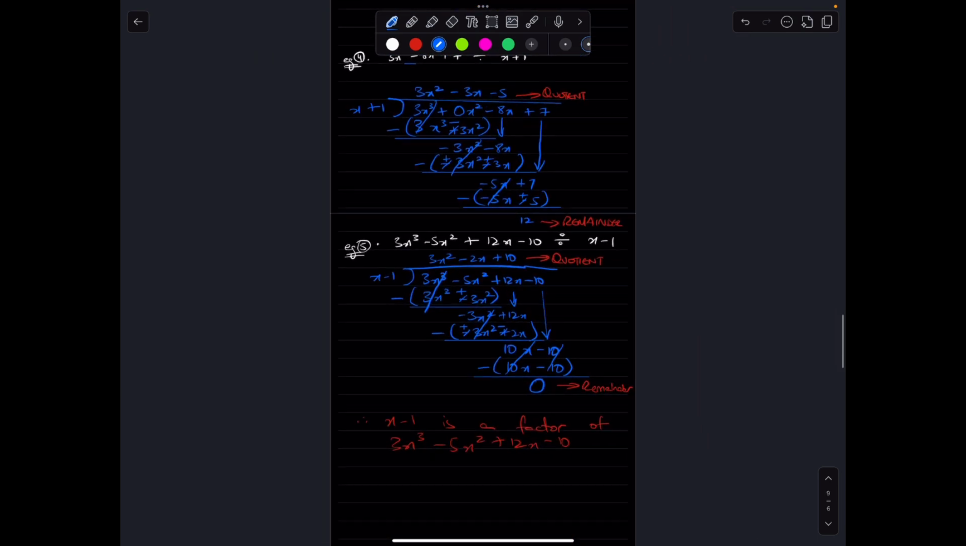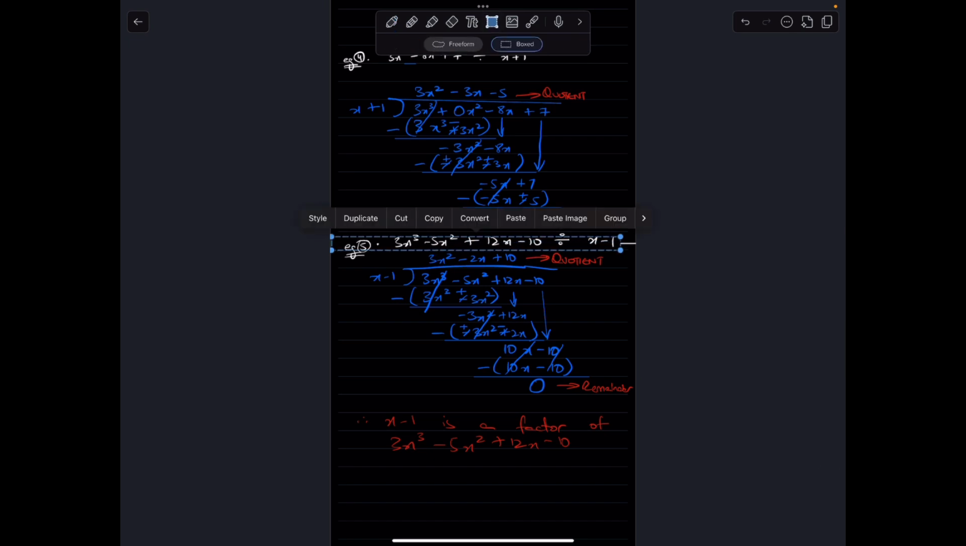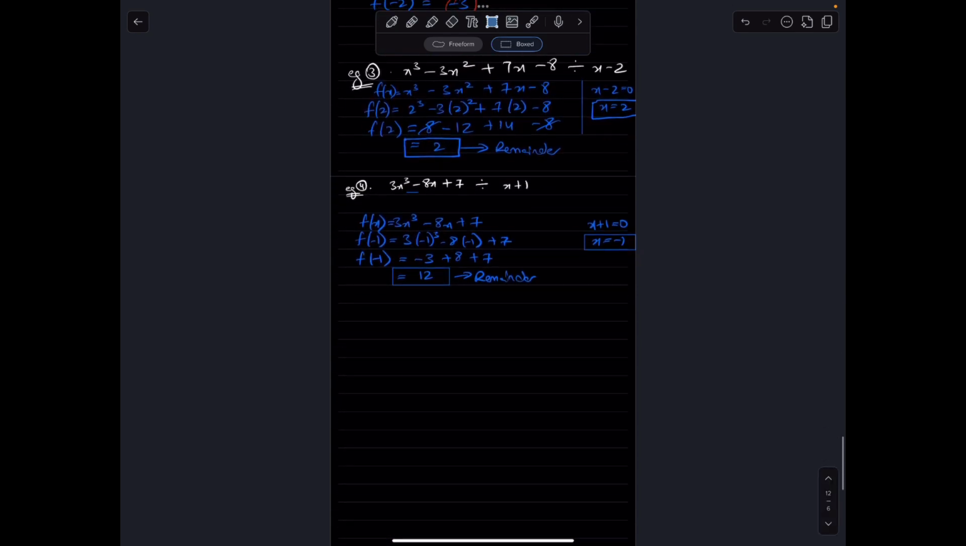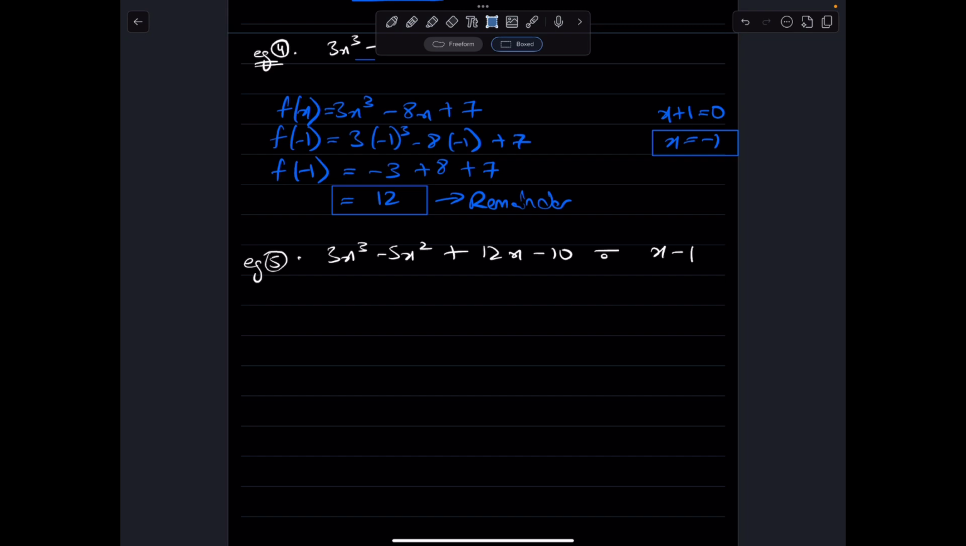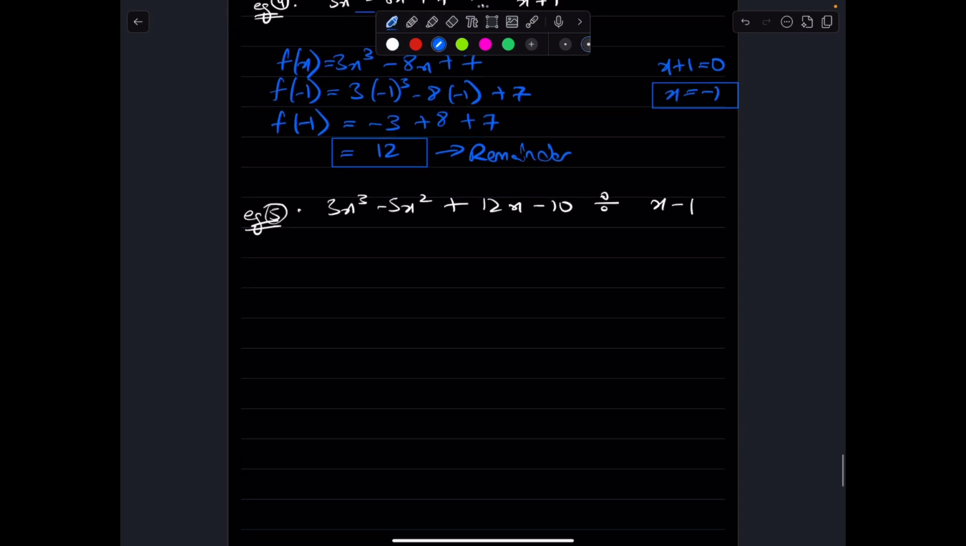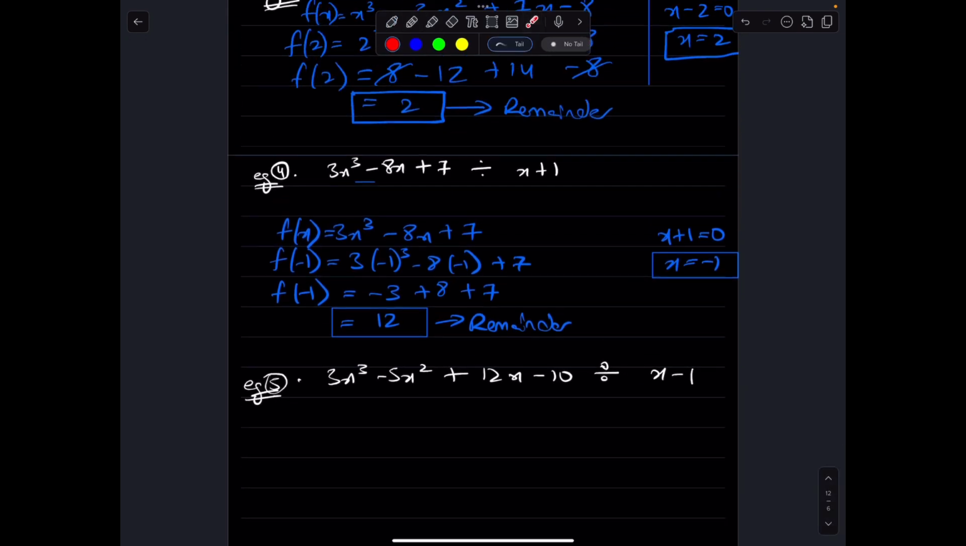So we'll take our last and final example before we conclude this lecture. Copy and paste. And also appreciate the fact that in this case, since we only had to find the remainder and not the quotient, we do not have to go through the hassle of long division. Consequently, there was no need to introduce 0x squared.